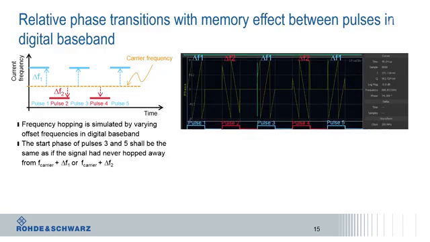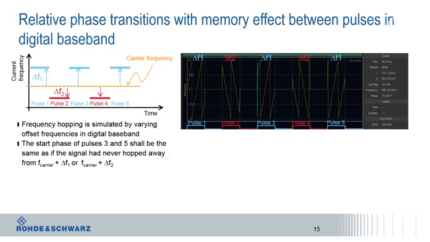Now on the right-hand side you can see how this looks in the digital baseband. As the blue pulses have a certain frequency offset in the baseband and the red ones have another frequency offset, there is a certain phase curve visible.